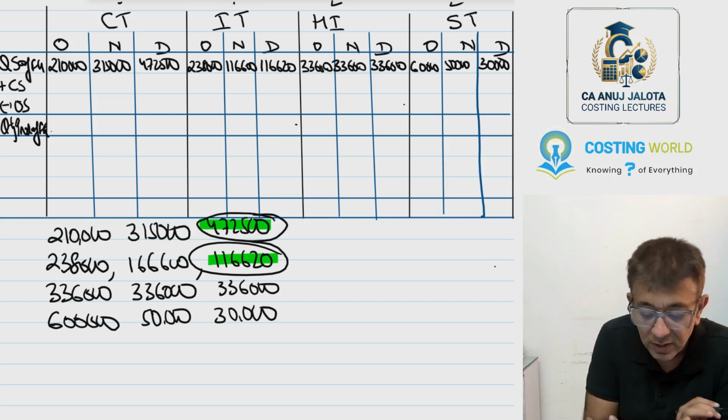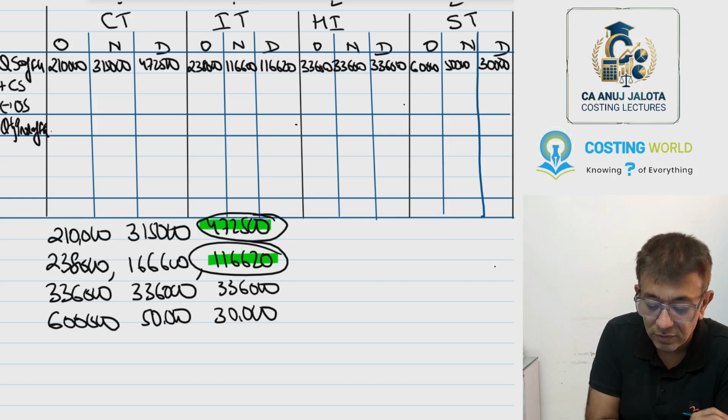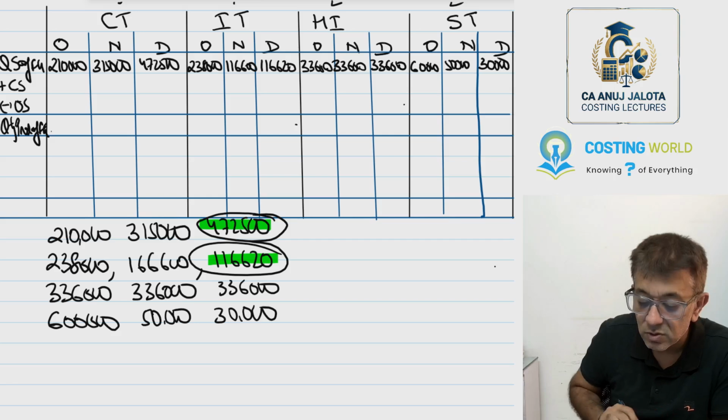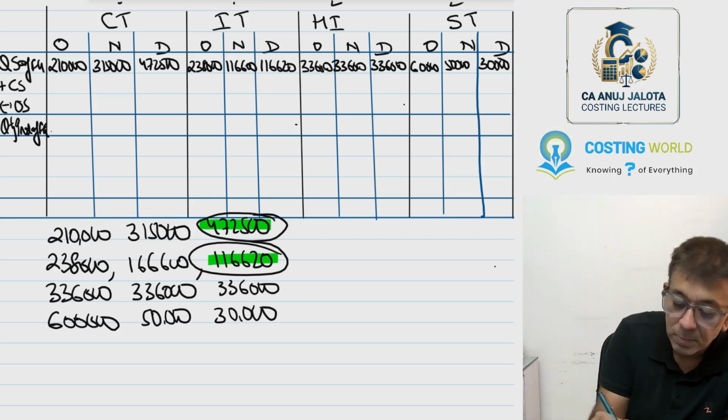Can I just check once that everything that I wrote was correct? 2,10,000, 3,15,000, 472,500, 2,38,000, 1,16,000. Yeah, 3,36,000 everywhere, 60, 50, 30. Yeah. So this is all correct.